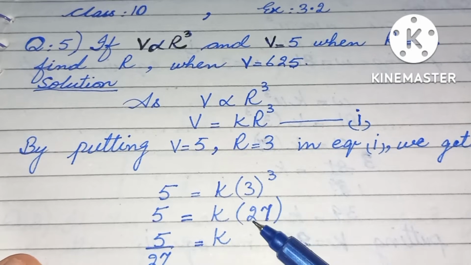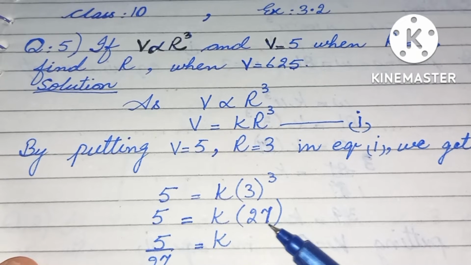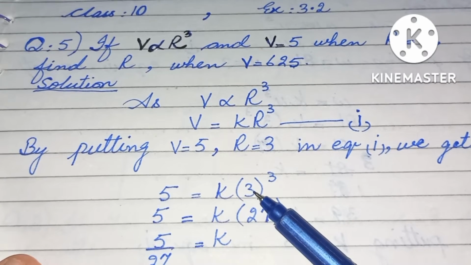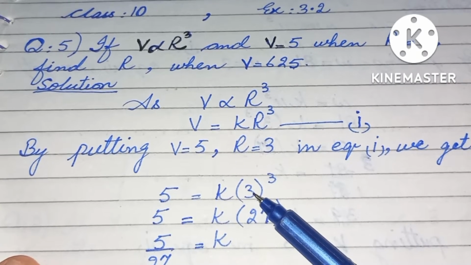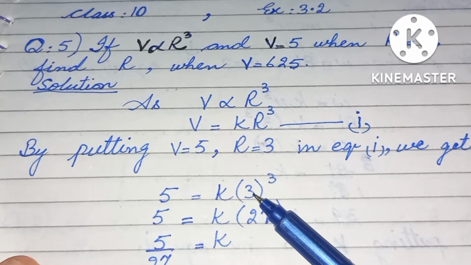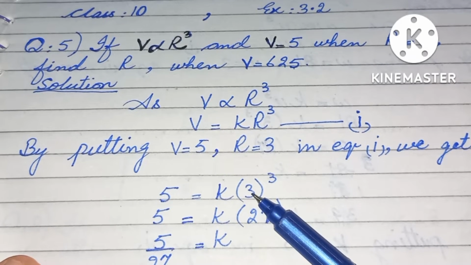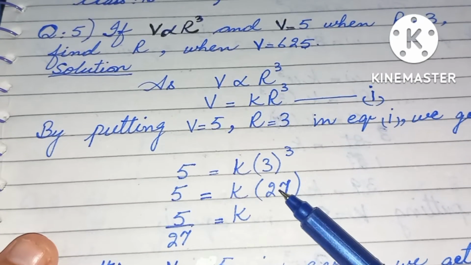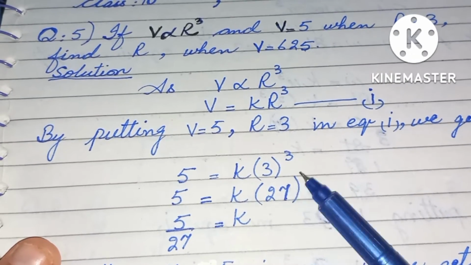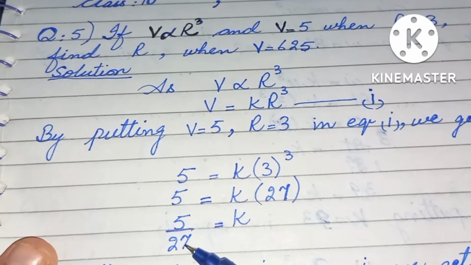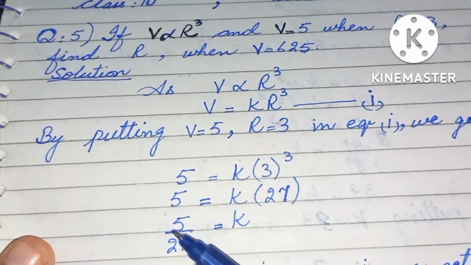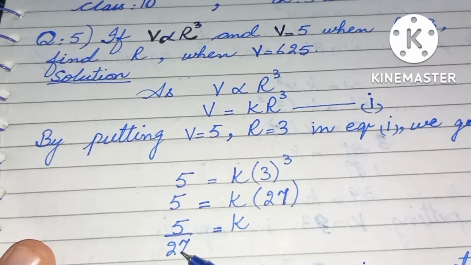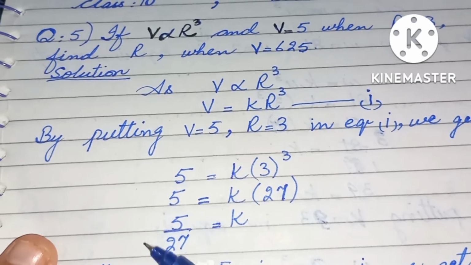3 cube means 27. How can you find this value 27? It means 3 multiply with itself 3 times. 3 खुद से 3 times multiply होगा. 3 multiply 3 multiply 3, 3 3 is a 9 and 9 3 is a 27 होता है. 5 as it is, 27. When we shift this 27 to other side of equality, it converted into division. So value of K is 5 by 27. This is the value of K.